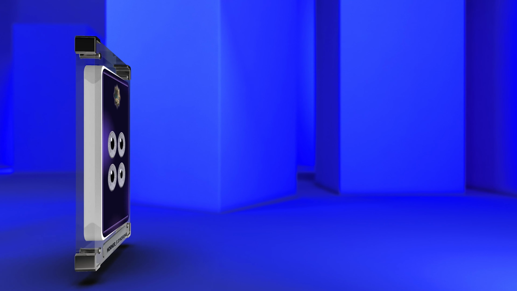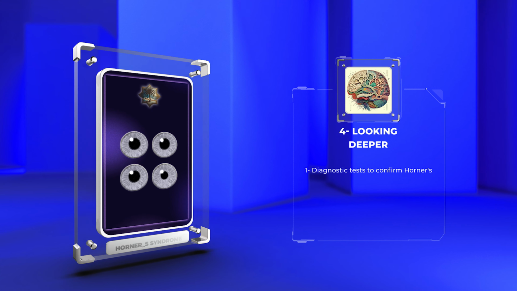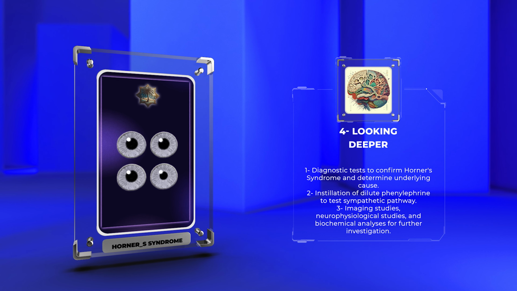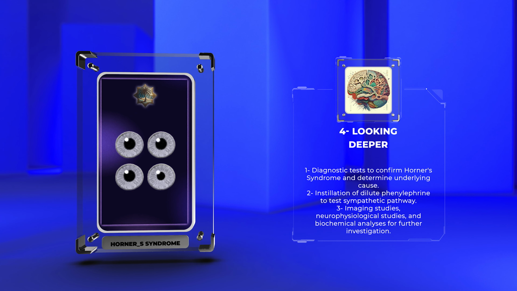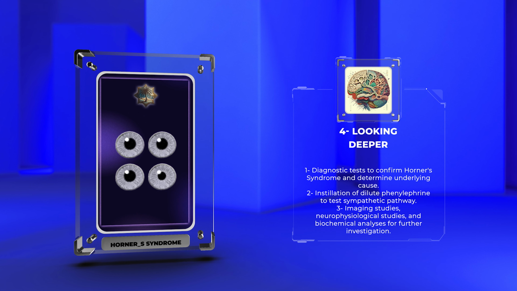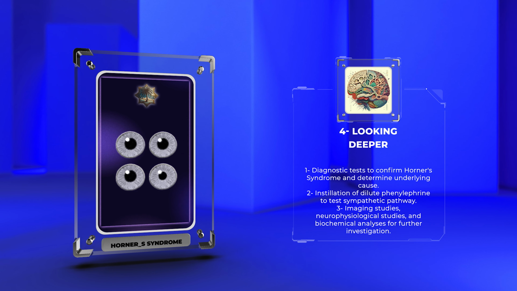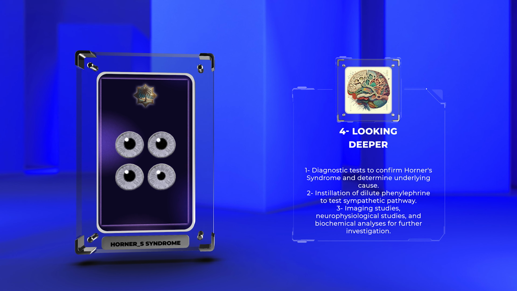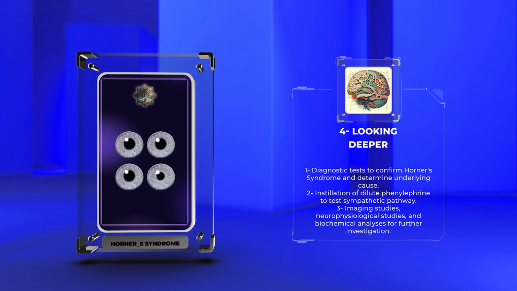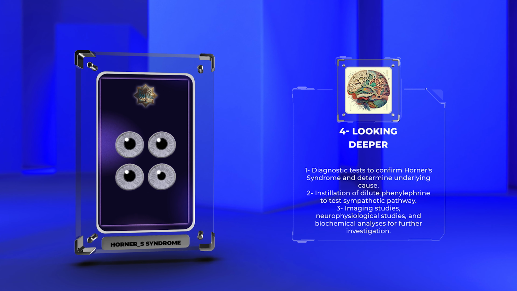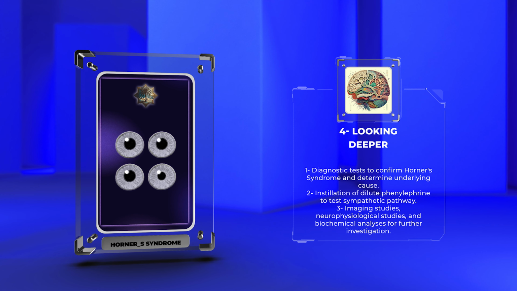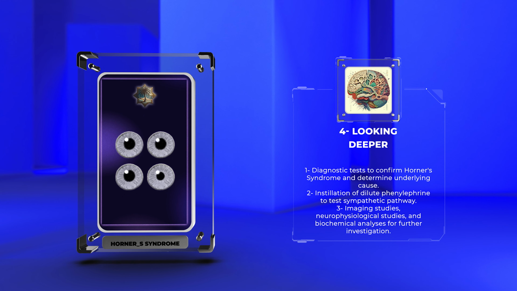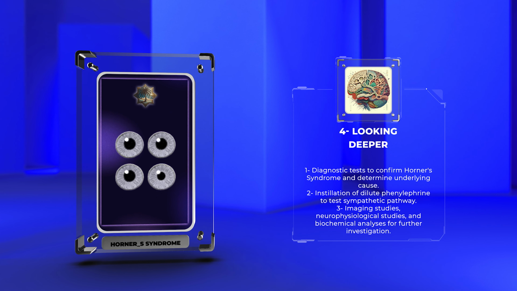To confirm the presence of Horner's syndrome and determine its underlying cause, various diagnostic tests are employed. The first step is the instillation of dilute phenylephrine into the affected eye. If the pupil dilates after this intervention, it suggests the lesion responsible lies upstream in the sympathetic pathway. Further investigations such as imaging studies, such as MRI or CT scans, can help identify potential structural abnormalities, while additional tests like neurophysiological studies and biochemical analyses may be required to pinpoint the exact location and nature of the lesion.